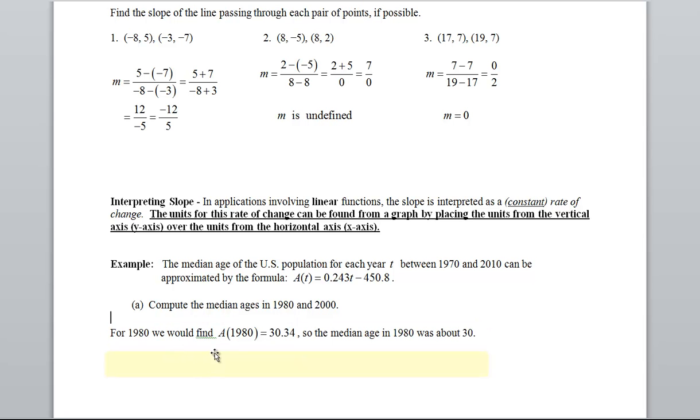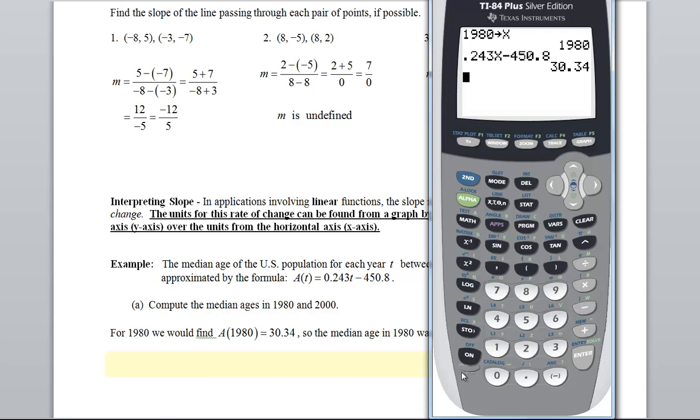For 1980, we find A of 1980 is 30.34. So the median age in 1980 was about 30. Well, let's do the same thing for 2000. So let me store 2000.